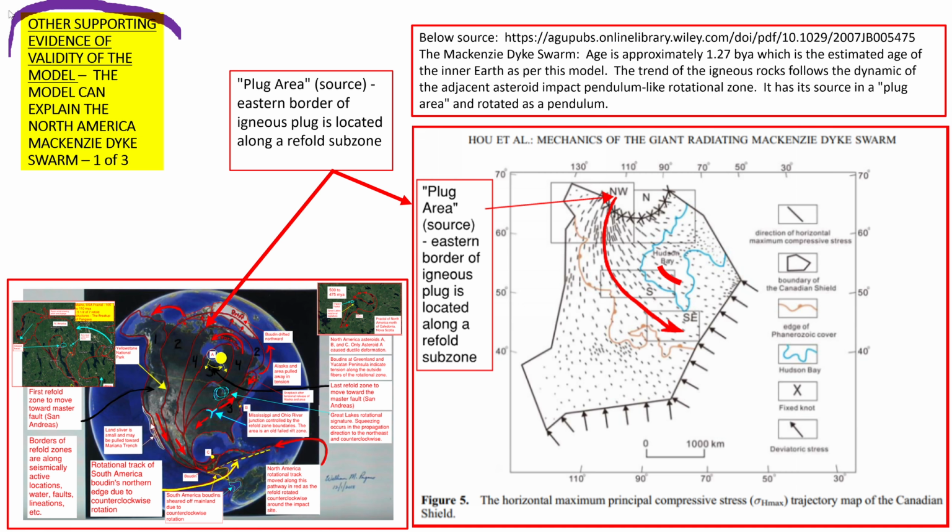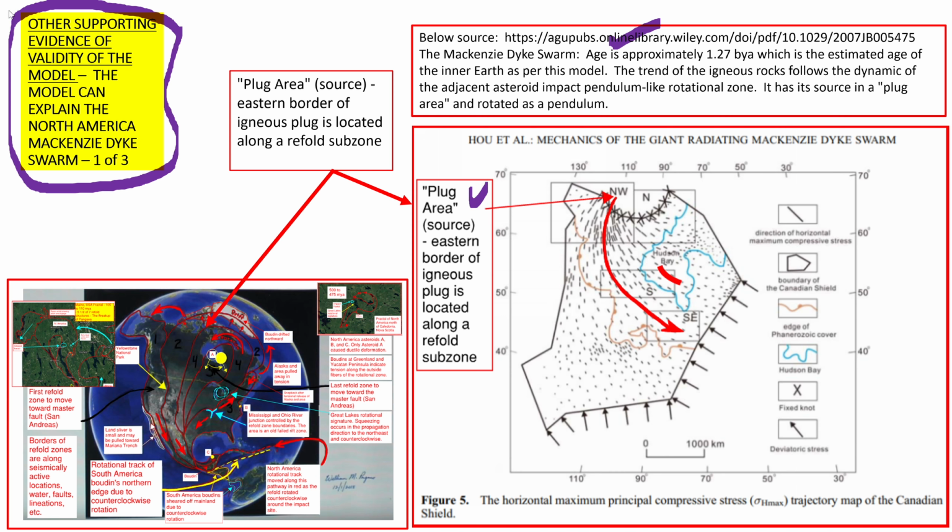Okay, other supporting evidence of the validity of the model. The model can explain the North America Mackenzie dike swarm. This is slide 1 of 3. So I'm going to read this text box here. Mackenzie dike swarm. The age is approximately 1.27 billion years ago, which is the estimated age of the inner Earth as per this model. And according to geologic literature, the inner Earth is between 1 and 1.3 billion years old. The trend of the igneous rocks follows the dynamic of the adjacent asteroid pendulum-like rotational zone. It has its source in a plug area and rotated as a pendulum.